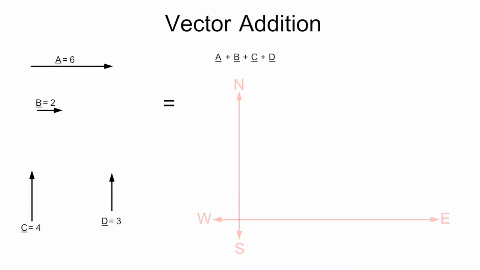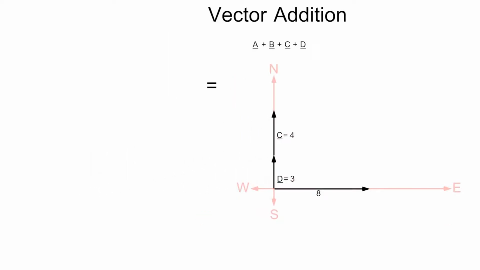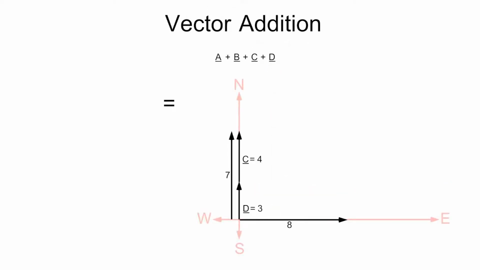The first step is to add the two horizontal vectors together. This will result in one horizontal vector with an amplitude of 8. The next step is to add the two vertical vectors together. And this will result in a new vertical vector with an amplitude of 7.